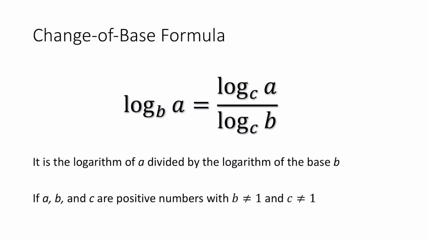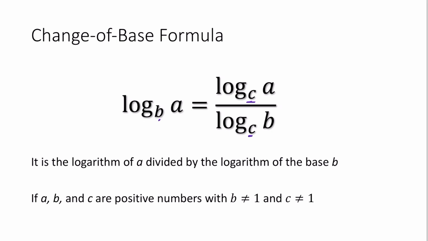It tells us that if we have the log base b of a, we can evaluate this as the log base c of a divided by the log base c of b. Notice that c is a new base for a logarithm, and what we're doing is taking the log base c of a divided by the log base c of the base, which is b. So it's the log of a divided by the log of the base. This works as long as a, b, and c are positive numbers, with b not equal to 1 and c not equal to 1. So you may be wondering why this is useful.